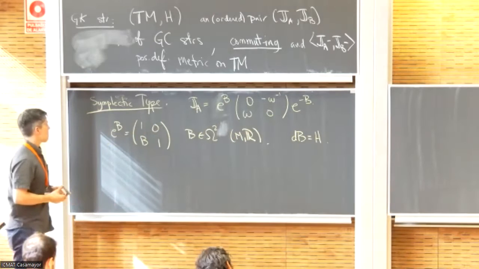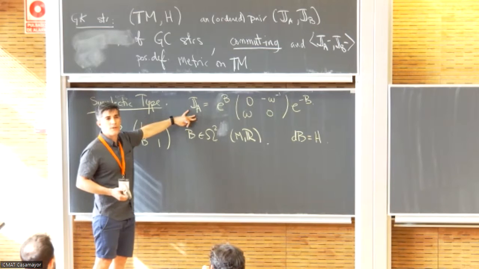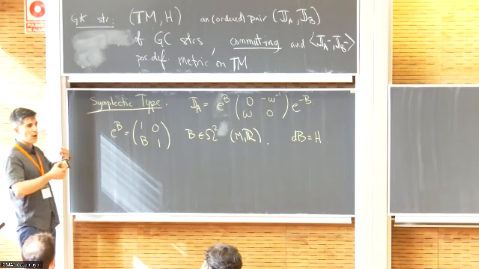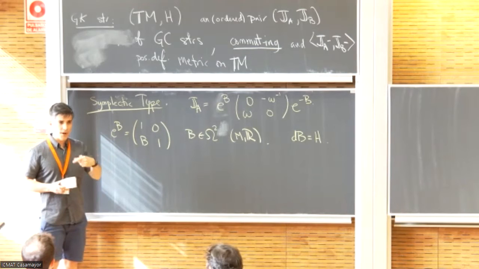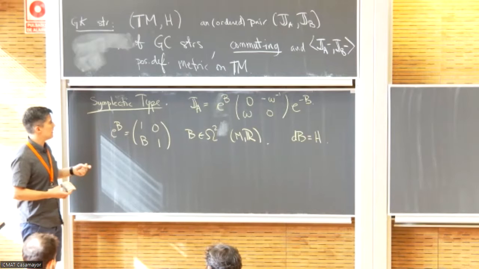So the symplectic type case is a special case where one of the two GC structures is symplectic. A symplectic structure is the most generic type of GC structure. And so I'm assuming that one of the members of the pair is generic and the other one is arbitrary. But they have to commute, and so it places implicit constraints on the whole structure. And this symplectic type case still has a lot of the interesting aspects of generalized Kähler geometry, because of course one of these structures, J_B, is completely general. It doesn't have to be a complex structure. But it's definitely not the general case. And so we need to describe the general case.